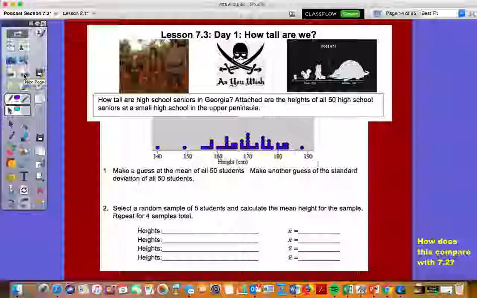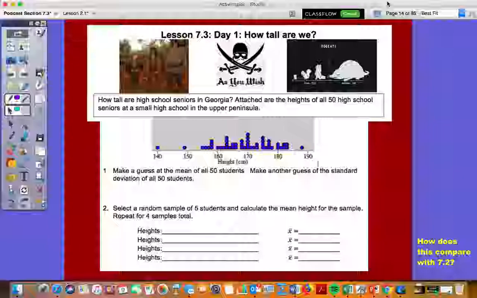This is true. Okay, so we're going to start right here. As we go through this, let me give the idea. How tall are high school seniors in Georgia? Attached are the heights of all 50 high school seniors at a small high school in the Upper Peninsula. I was actually taking this from something, so we don't have an Upper Peninsula, obviously. So we'll just say in the northern part of Georgia, up in there.